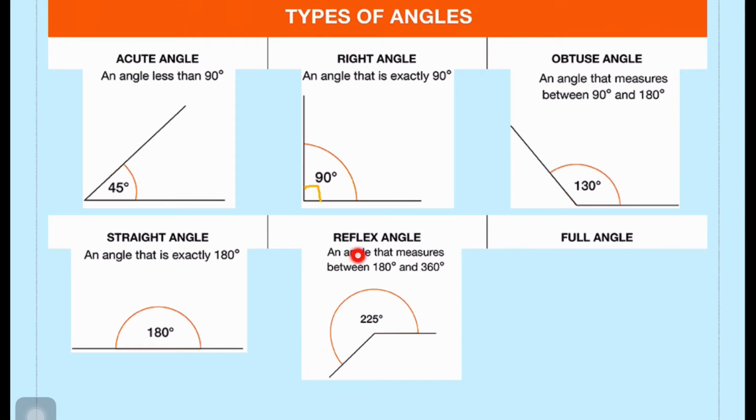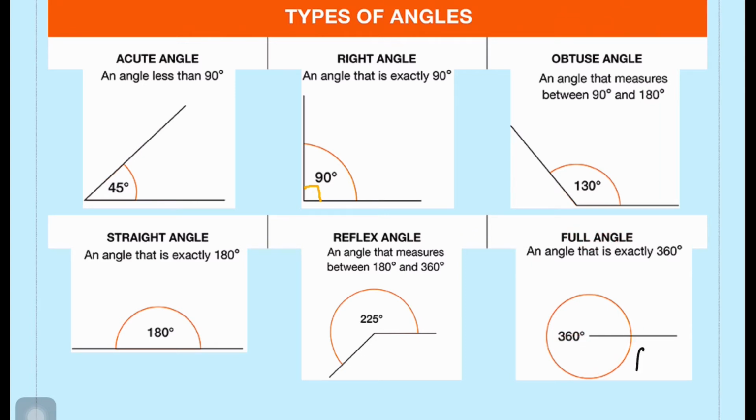Next one is the reflex angle, an angle that measures between 180 and 360. So take note of that. 225 is an example, which is between 180 and 360. Next one, which is the last one, is the full angle, an angle that is exactly 360 degrees, okay? We also call it a full rotation.